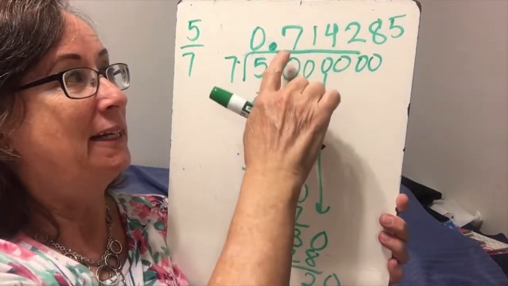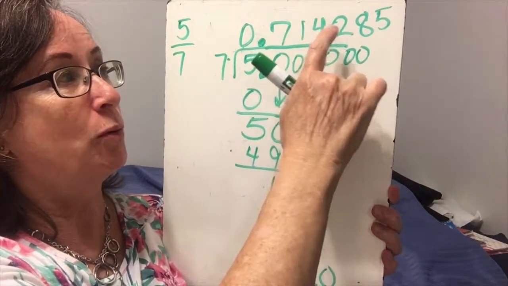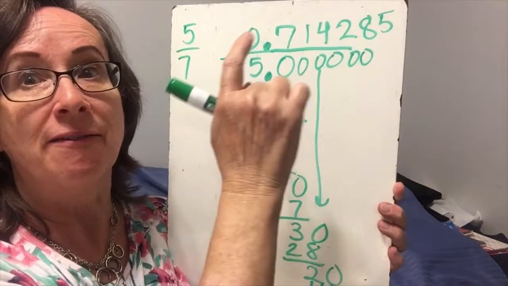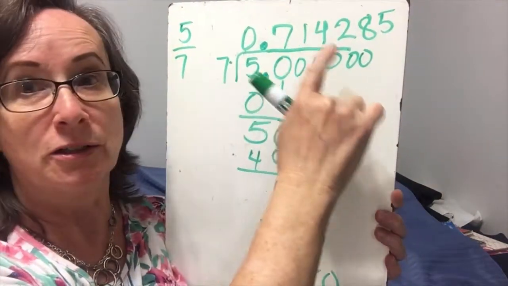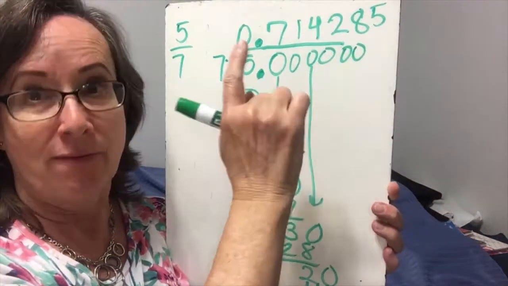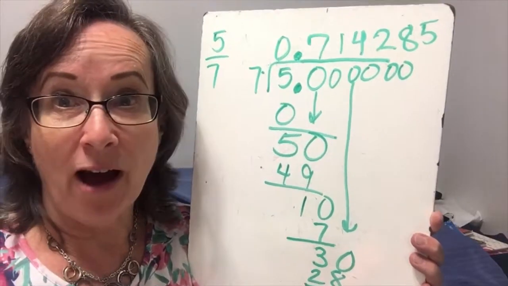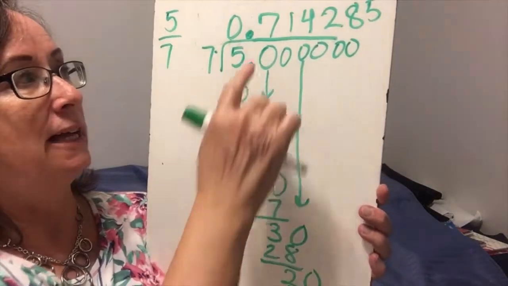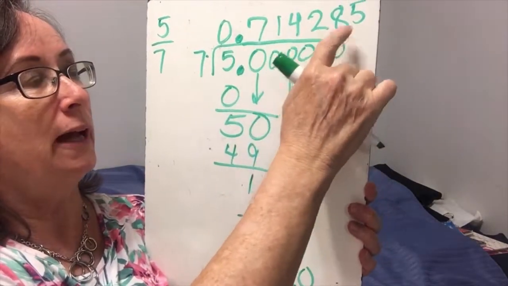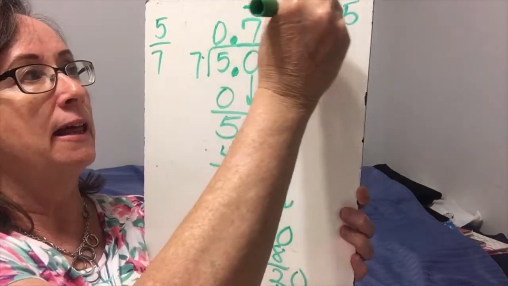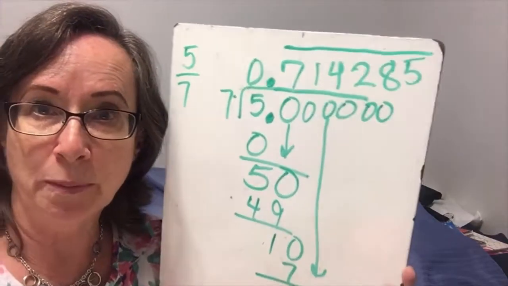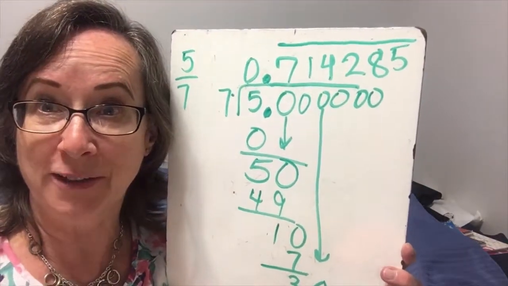So we end up with 0.714285, 714,285, 714,285, and that never stops. So we would write that as 0.714285 repeating, because that whole thing will repeat over and over and over.